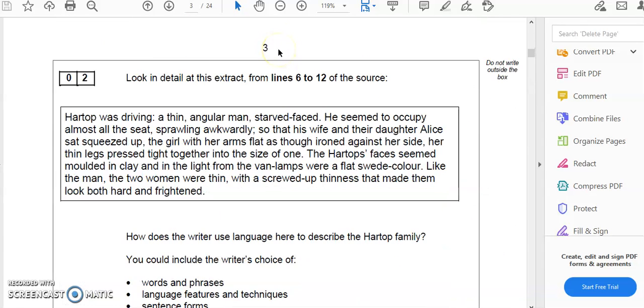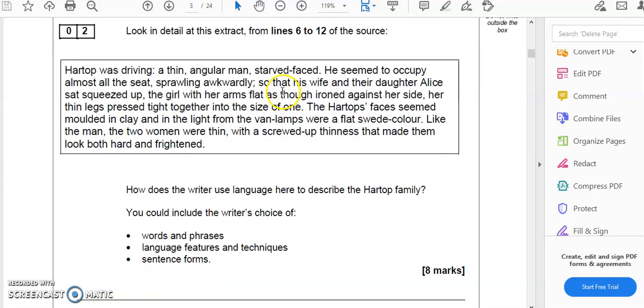Okay, so moving on to question 2. Question 2 is worth 8 marks, and this question 3 is worth 8 marks. Now, the thing about question 2 and question 3 is that question 2 is your really fine detail stuff. So you're picking out specific language features, word types, word choices, that sort of thing.